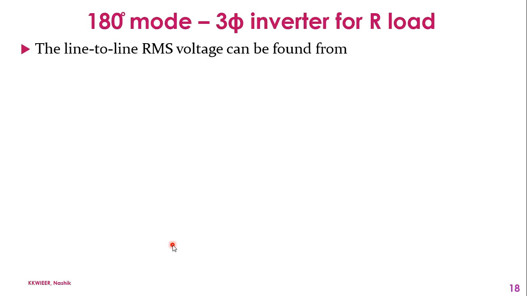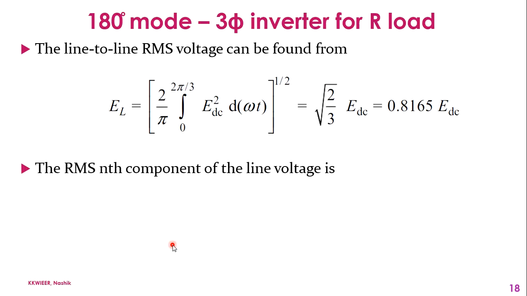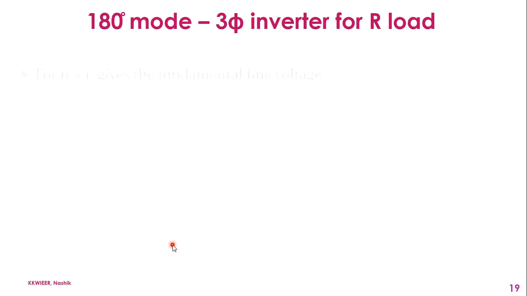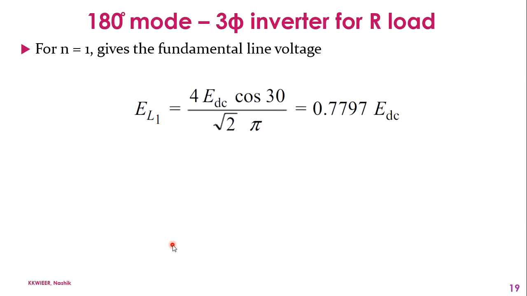Thus the line to line RMS voltage can be found from this expression, whereas the RMS nth component of the line voltage is given by ELn is equal to 4 EDC by root 2 n pi cos n pi by 6. For n is equal to 1, in the previous expression, we will get the fundamental line voltage, that is EL1 is equal to, substituting the value of n is equal to 1, 4 EDC cos 30 upon root 2 pi. So evaluating this, we will get 0.7797 EDC.